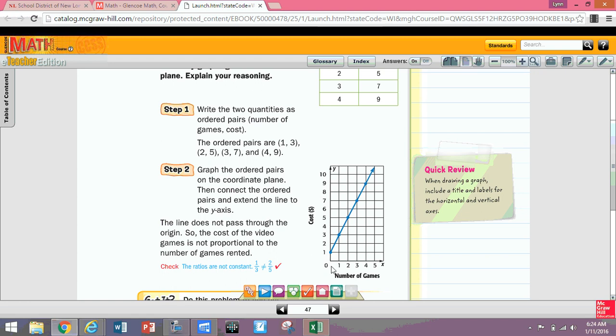Okay? So is this a proportional relationship? This line is not a proportional relationship. So you would write the cost of video games is not proportional. Now this is the piece that you need to make sure you're writing. If it's not proportional, the cost of the video games is not proportional to the number of games rented. Why? And they put it up here. It doesn't pass through the origin.